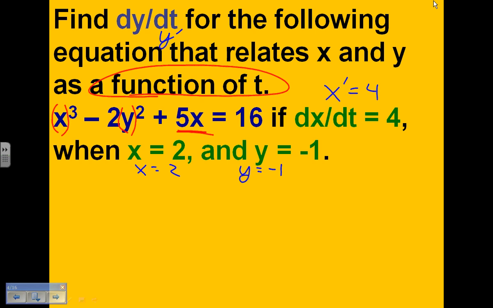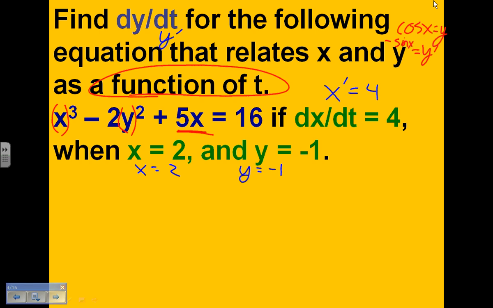You only have x primes when you're doing it with a function of time. The previous 7 sections didn't have time in it. So what I'm trying to say is, if you're taking the derivative of y equals cosine of x, the answer will still be y prime equals negative sine of x. It won't be negative sine of x, x prime, because you're taking the derivative with respect to x. Isn't that right, Katie? Thank you.